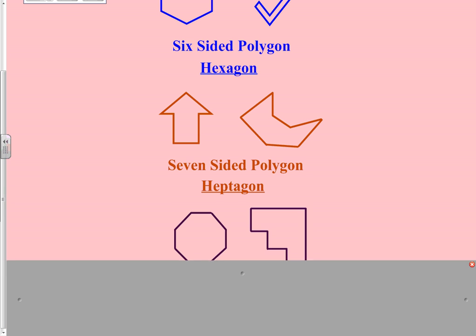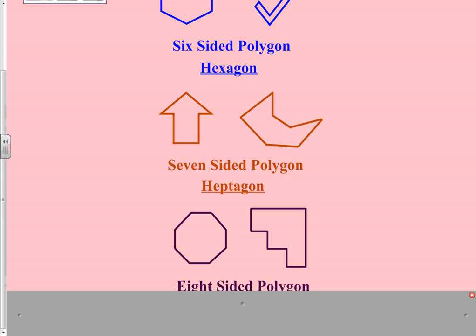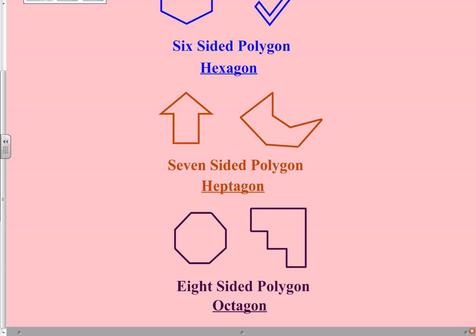The next one, no great mystery. Everybody knows this. We see it a million times on our drive home every day. An eight-sided figure, of course, is called an octagon.